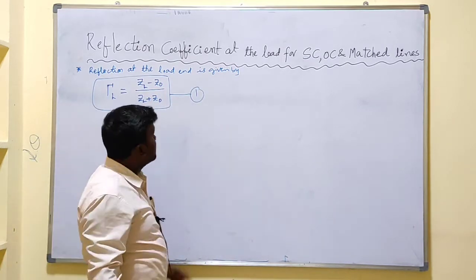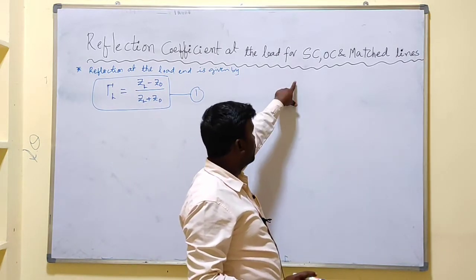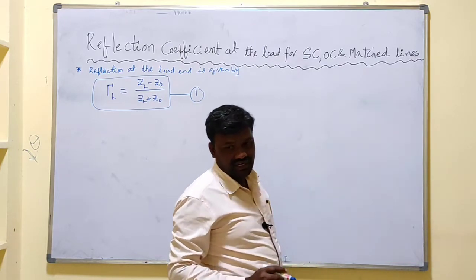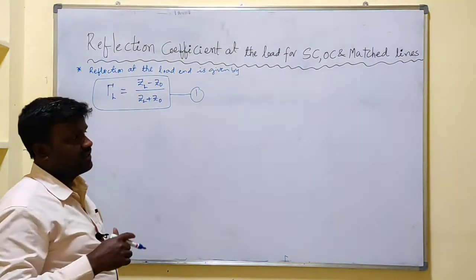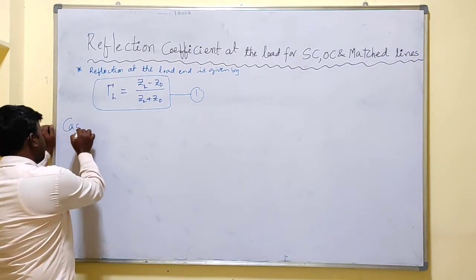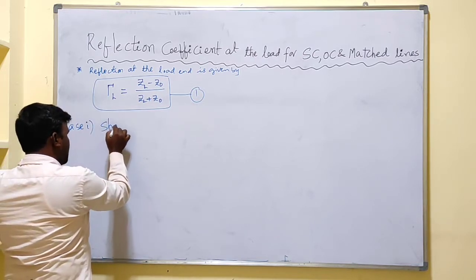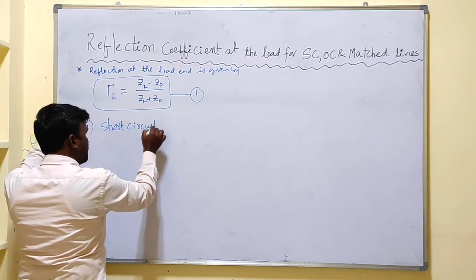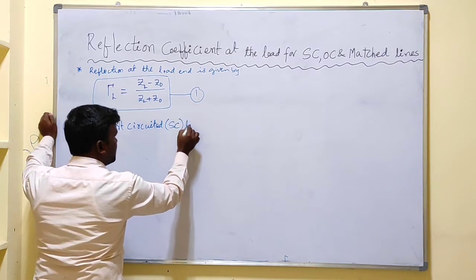Now in this video we will discuss the reflection coefficient at the load end for SC, OC and matched lines. SC means short circuited line, OC means open circuited line, and the last is the matched line. Let us consider case 1, which is the short circuited line, or simply the SC line.